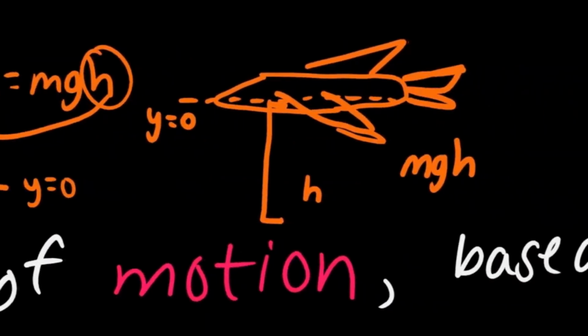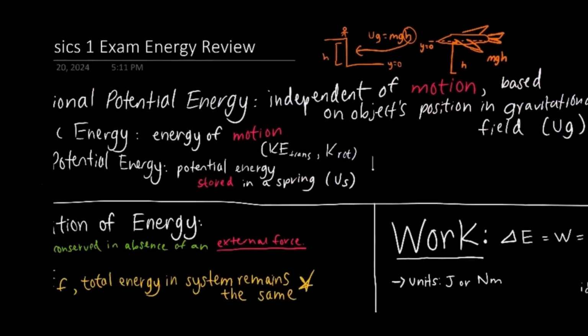But let's say I'm on an airplane, right? That height, if I was to identify the horizontal zero line as the ground, then that height would be thousands of feet. However, if I identify the horizontal zero line as y equals 0 with respect to all motion, then that height is going to be much, much lower. And so my gravitational potential energy is going to be much lower as well.